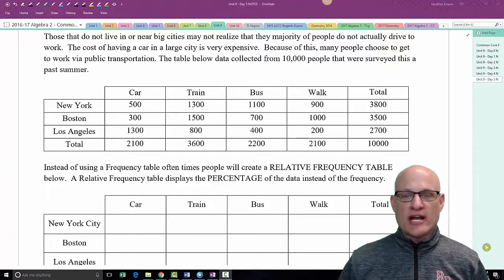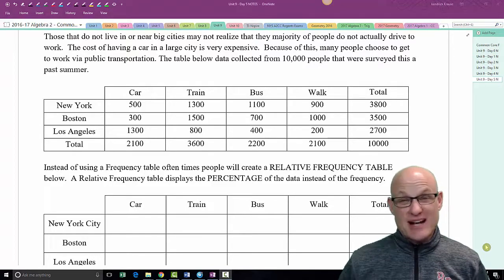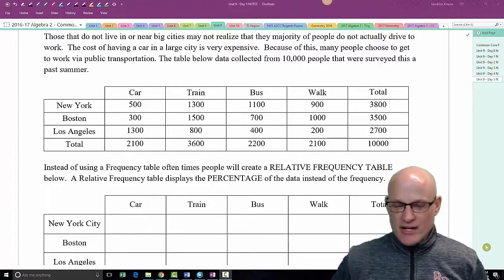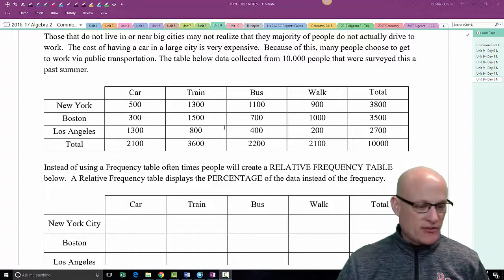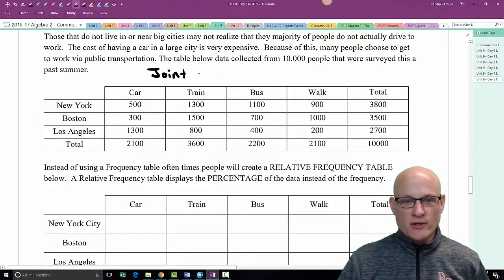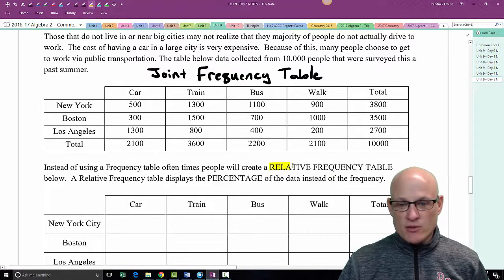The table below shows the data from 10,000 people that were surveyed. Now, I tried to make it easy for you because there's the table. I can answer questions about those tables, but you got to be comfortable not only seeing this frequency or joint frequency table, but you need to be comfortable with the relative frequency table.